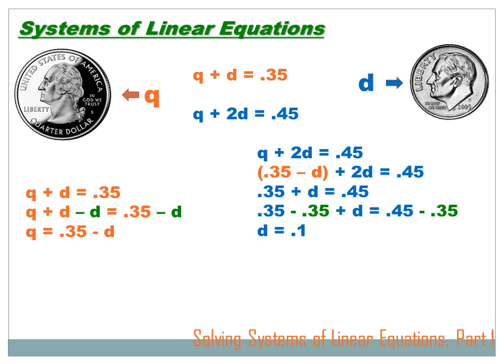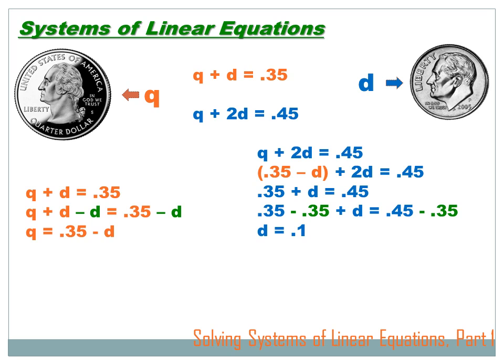Now he solved. He's got 0.35 plus d, because he combined the plus 2d and the minus d, and that became just d, and that equals 0.45. Now he knows that 0.35 plus d equals 0.45. He needs to get rid of that 0.35, so he subtracts 0.35 from both sides of the equation, and he determines that d equals 0.1. Well, you, the human, knew that. A dime, a d, is worth 10 cents, or 0.1 of a dollar.